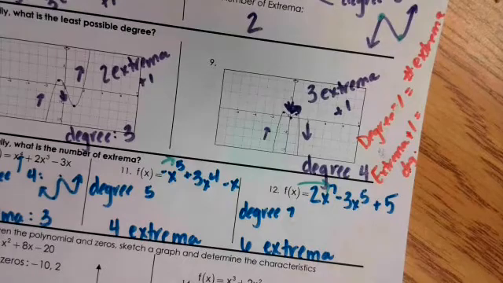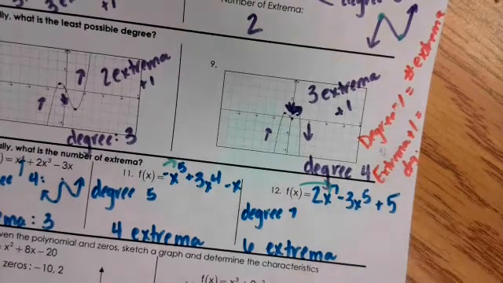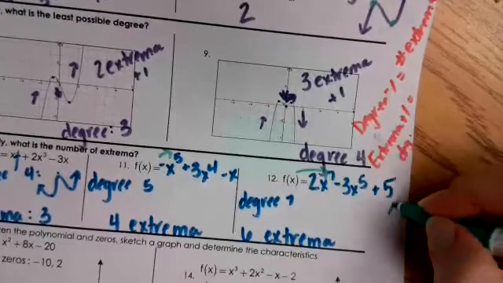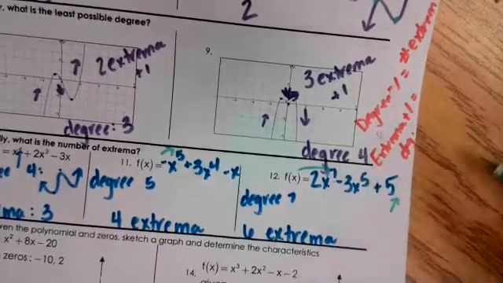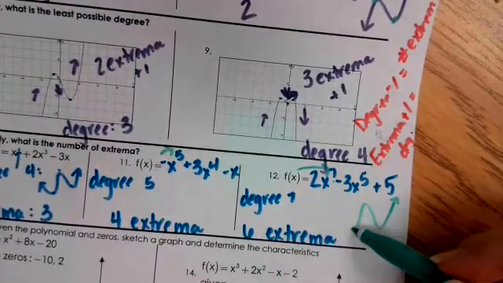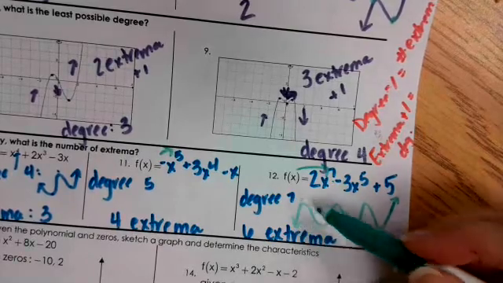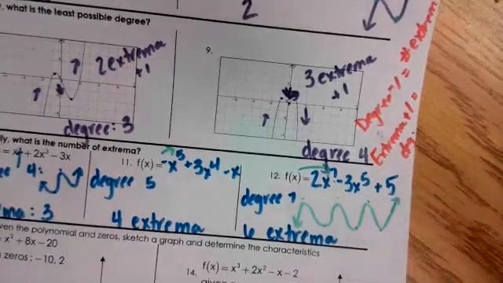You can always sketch a quick graph. So like for number 12, I have a positive leading coefficient, so the right-hand side is going to go up. I'm going to go in 7 directions. So 1, 2, 3, 4, 5, 6, 7, and then I can count how many extrema I have.